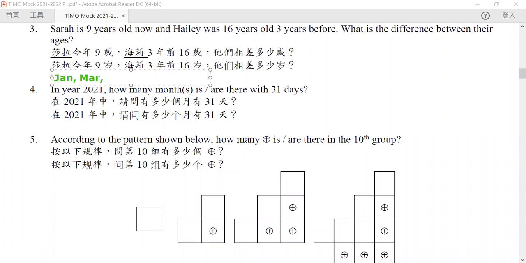And then the next one will be May. May is 31 days. And then June is 30 days. And July is 31 days. So we now have 4 months of 31 days. Then we go on to August. August is also 31 days. And then September is 30 days instead of 31 days.